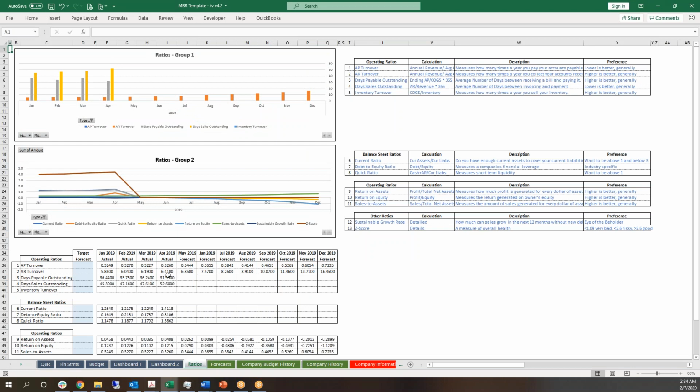Finally, here on the Ratios tab, you'll find information on various operating and balance sheet ratios, including how they are calculated, what they mean, and whether a higher or lower value is preferable. These operating ratio numbers populate the bar graph here, while the balance sheet and operating ratios found below populate the bar graph here. As was the case with Dashboard 1, the bar graphs come with a color-coded legend for each type of ratio and provide the user with a dynamic visual representation of the business's financials.